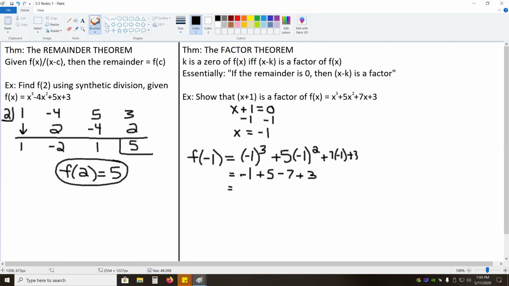Now we go left to right. Negative 1 plus 5 is positive 4. Minus 7 is negative 3. Plus 3 is 0. So since f of negative 1 is equal to 0, then by the factor theorem, x plus 1 is a factor. So it checks out. We've shown that x plus 1 is a factor.